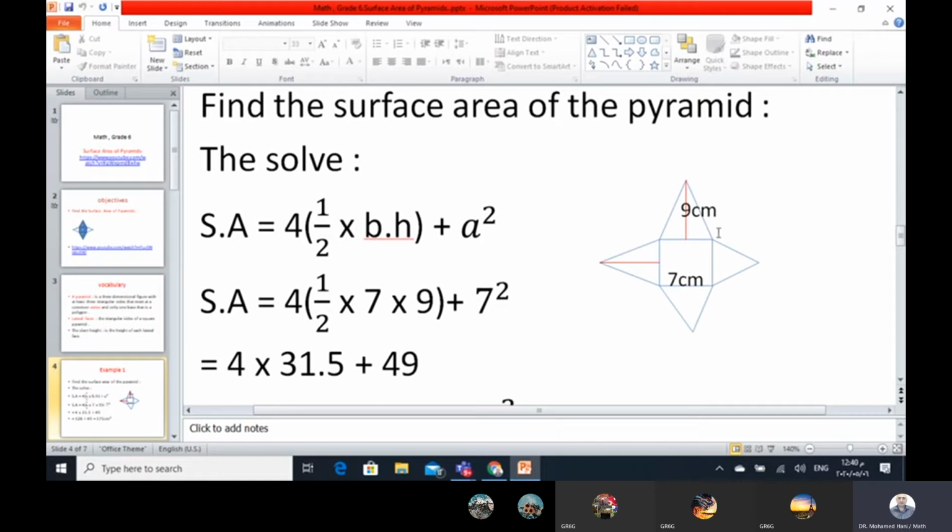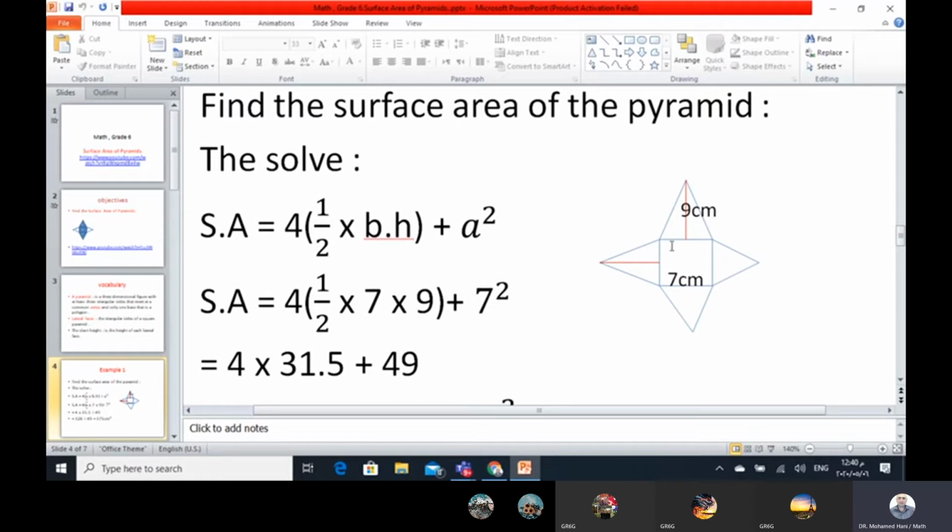But if I have congruent triangle faces, I can solve the first triangle, then multiply the answer by 4, because I have 4 triangles. So I can write here 4. Then I can write the rule of the area of the triangle. As you remember, the area of the triangle is 1/2 multiplied by the base of the triangle multiplied by the height of the triangle.